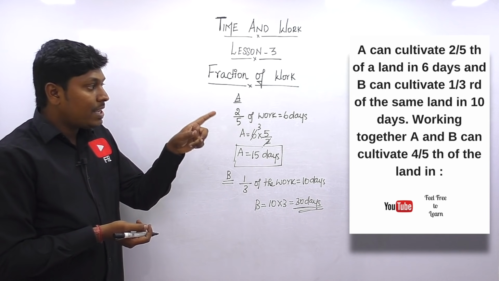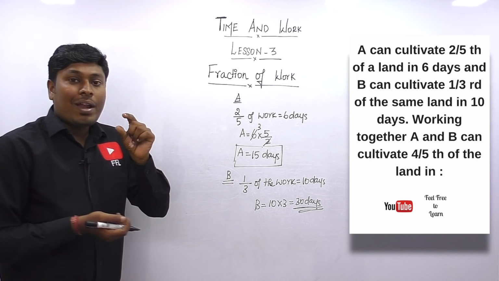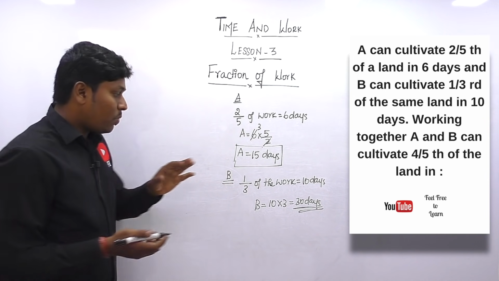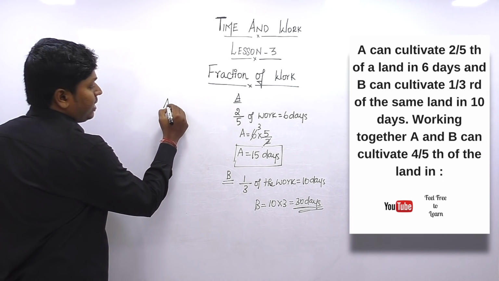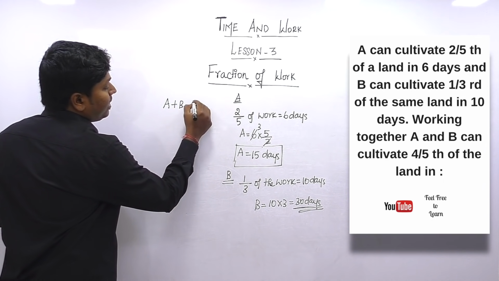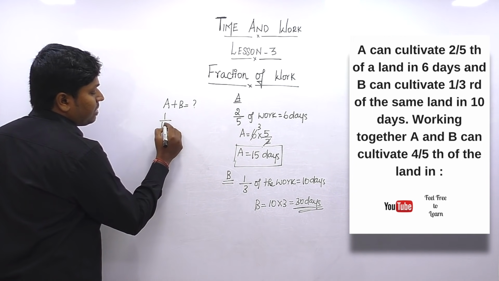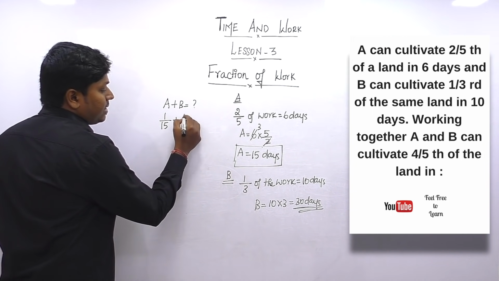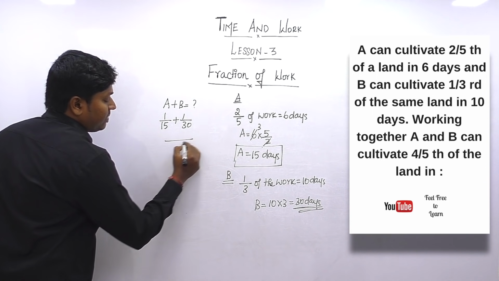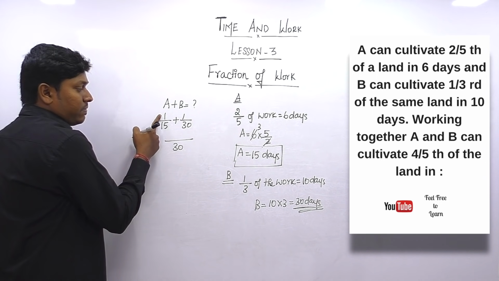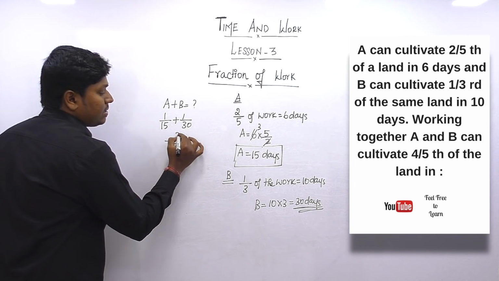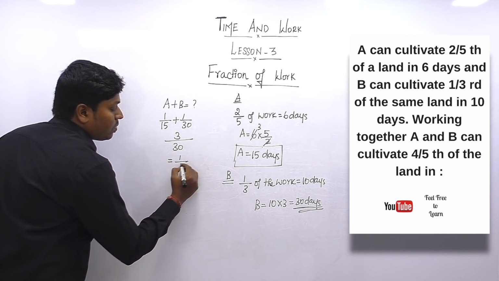But our target, listen carefully friends, is to find how long A and B take to cultivate only 4/5 of the land. So first of all, we can find how many days A and B take to cultivate the whole land. We know that A is 15 days, which is 1/15, and B is 30 days, which is 1/30. So we can take LCM as 30. 15 2s are 30, 30 1s are 30. So 2 plus 1 will be 3, that is 1/10.